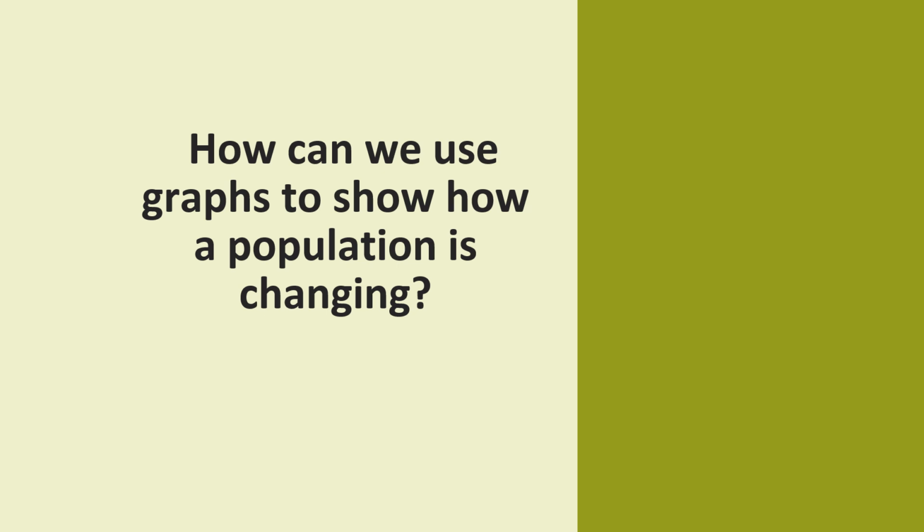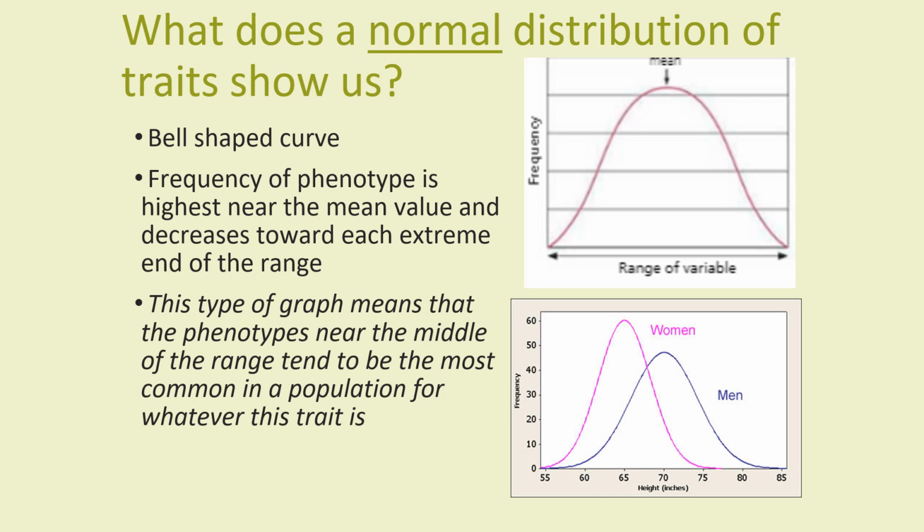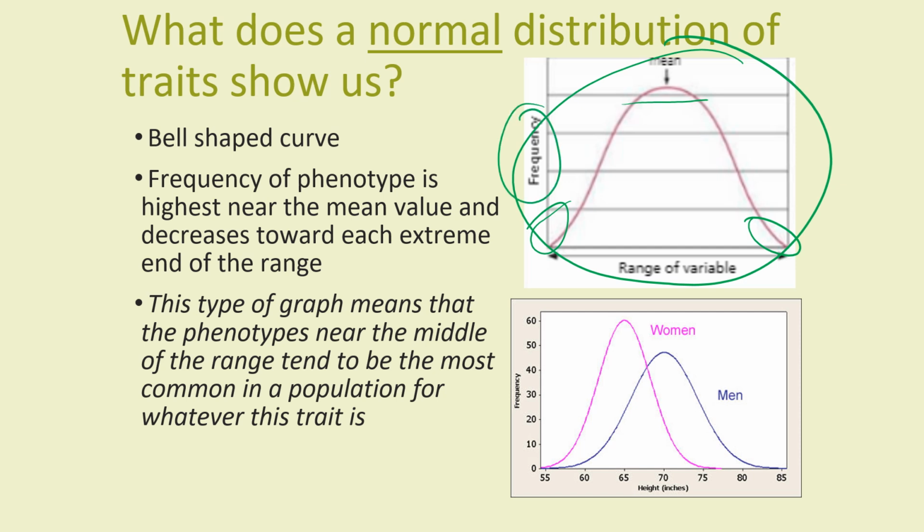So how can we use graphs to show how a population is changing? We can show the changes in a population by observing what happens to the normal distribution. When I say normal distribution, I'm referring to this, where the extremes are low and the frequency at the mean is very high. This is also called the bell-shaped curve. The frequency of a phenotype is highest near the mean value and then decreases near the extremes. This type of graph means that the phenotypes near the middle of the range tend to be the most common in a population for whatever the trait is.